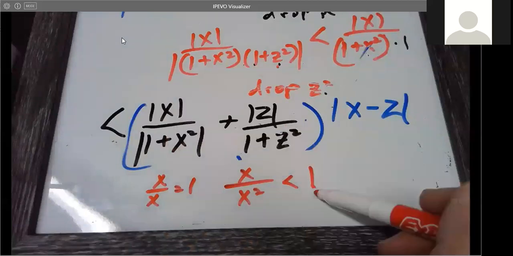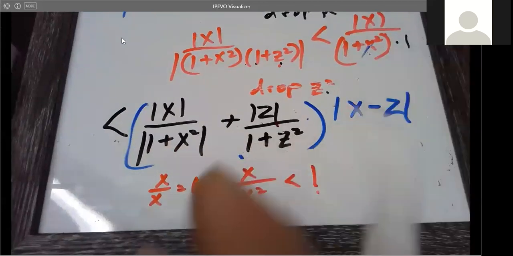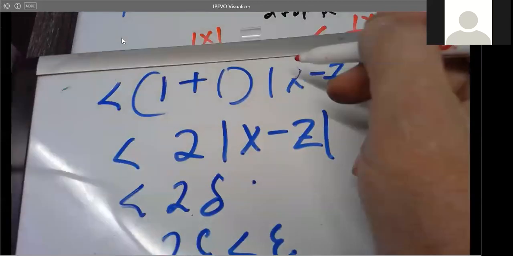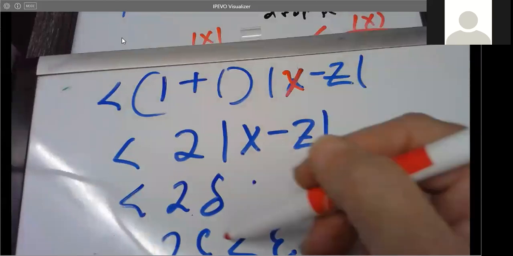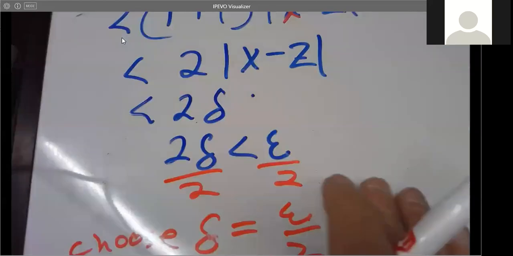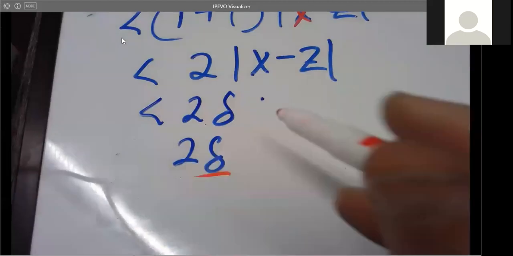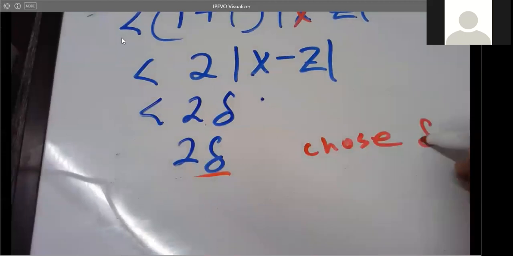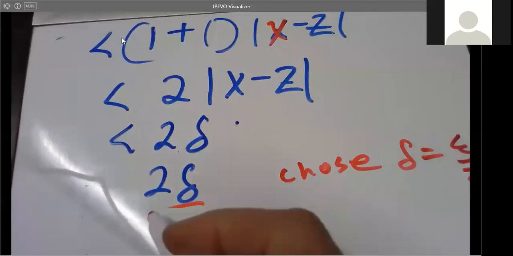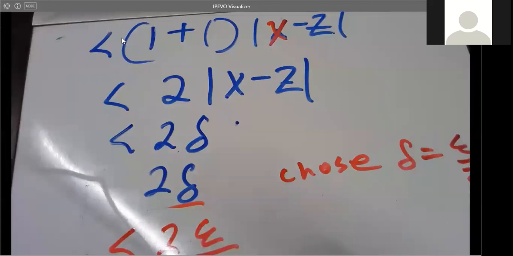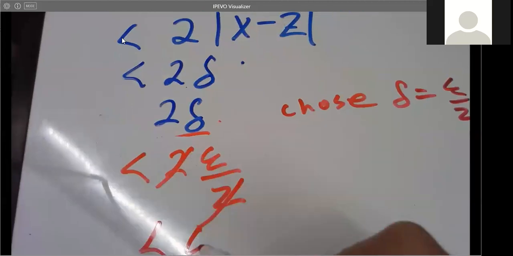Does that make a little bit more sense? Okay, so we can change that to 1 and change that to 1, and then that's where we get the 1 plus 1, and then times x minus z, and then change the x minus z to delta, and then divide by 2. Once you get to this point, since we chose delta as epsilon over 2, you can substitute epsilon over 2 for delta, and the 2's cancel and you get epsilon and you've proven it, okay?